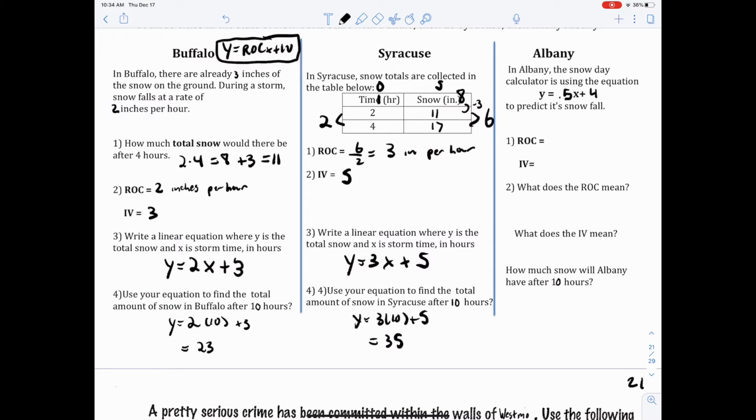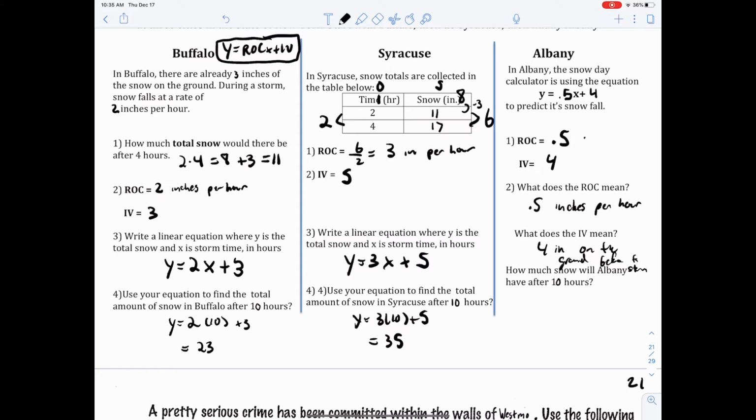For Albany, the rate of change is the number next to x, 0.5. The initial value is 4. What does the rate of change mean? In this case, it's inches per hour, 0.5 inches per hour. That's how fast the snow is falling. The initial value is 4. It's 4 inches on the ground before the storm.